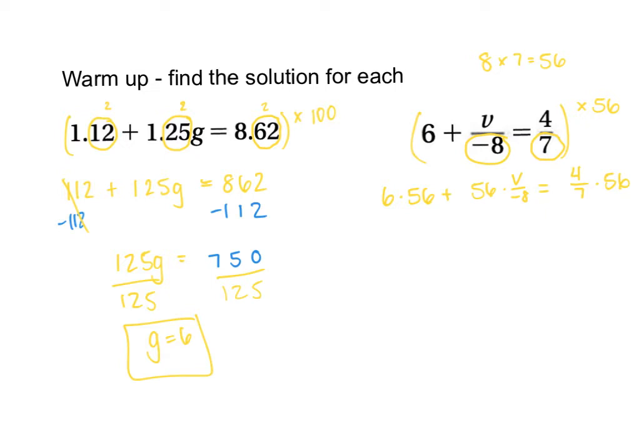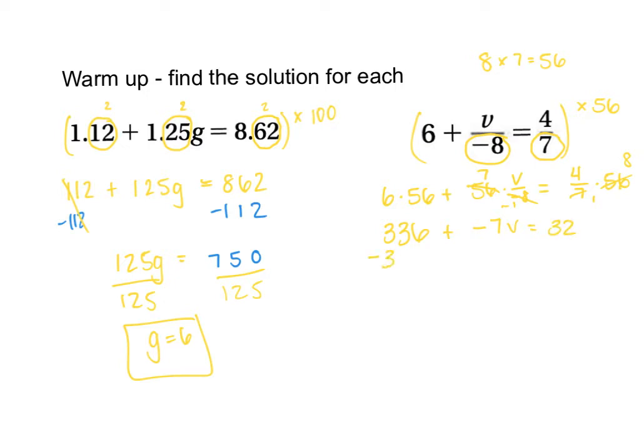So 6 times 56 is 336, plus this 56 is going to cancel with the negative 8. We're going to get negative 7v, because this is a 7 up here, and this becomes negative 1. And then this equals, this 7 and this 56 will cancel to give you 8 and 1. So we've got 4 times 8, which is 32.